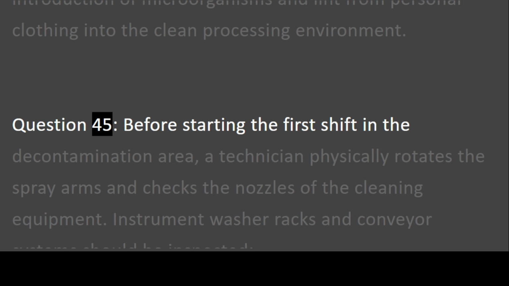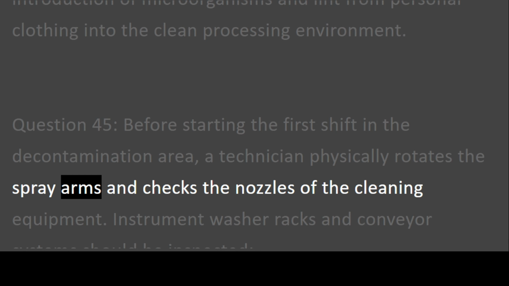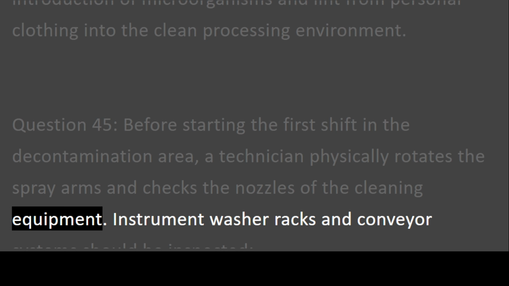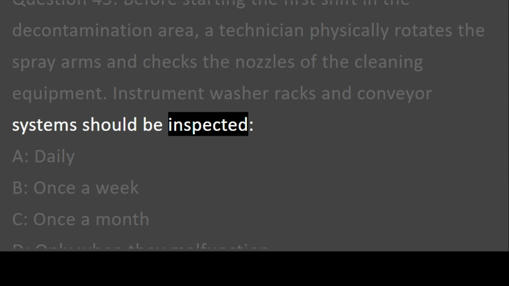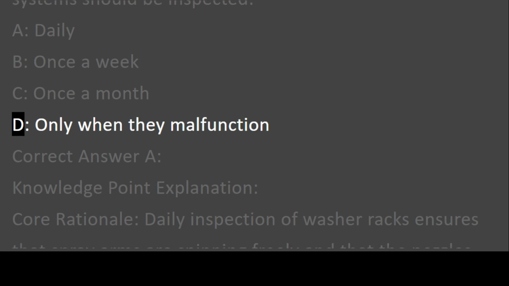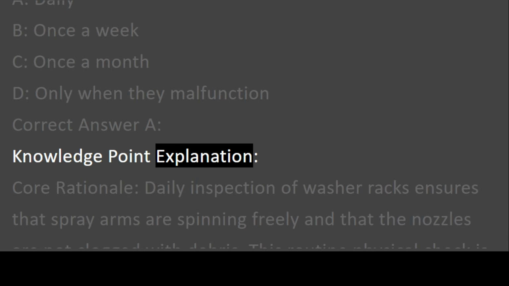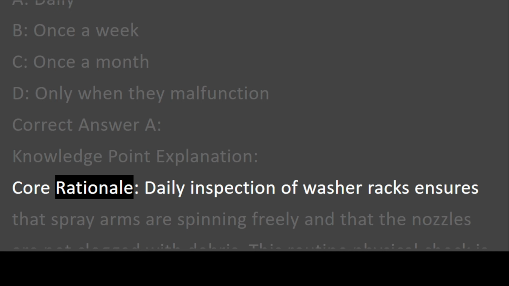Question 45. Before starting the first shift in the decontamination area, a technician physically rotates the spray arms and checks the nozzles of the cleaning equipment. Instrument washer racks and conveyor systems should be inspected: A. Daily. B. Once a week. C. Once a month. D. Only when they malfunction. Correct answer A. Knowledge point explanation.